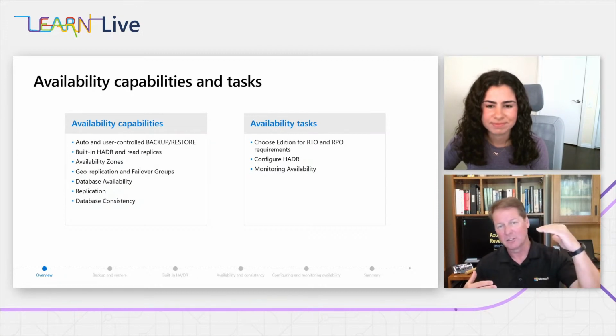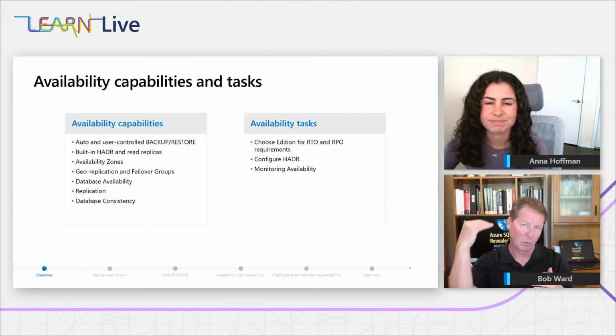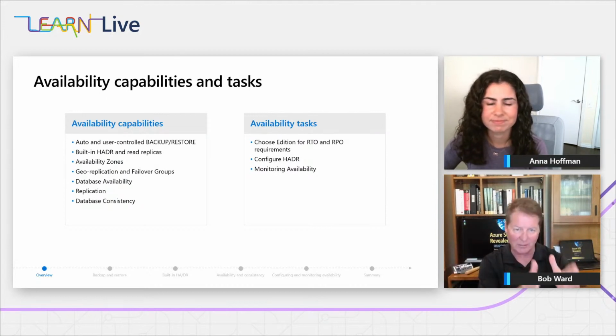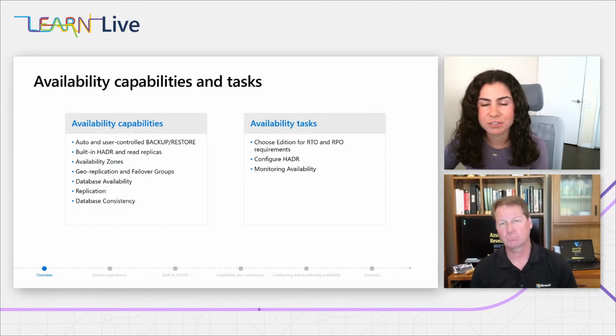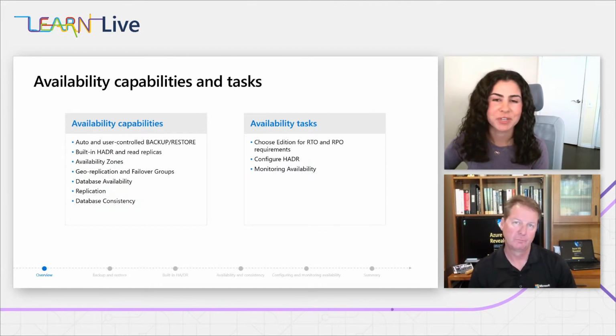So Anna, that kind of sums up what the capabilities are and what the tasks are that you're doing, and the rest of this module follows the sequence of those topics. Yeah, I think it's going to be a great module, Bob, and we're going to get hyper focused, and I know you're going to really enjoy it, and so will everyone else.